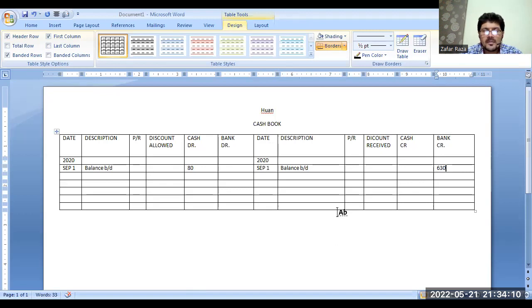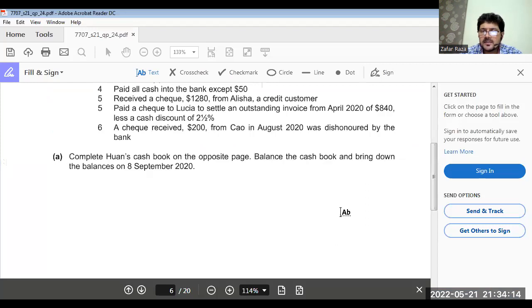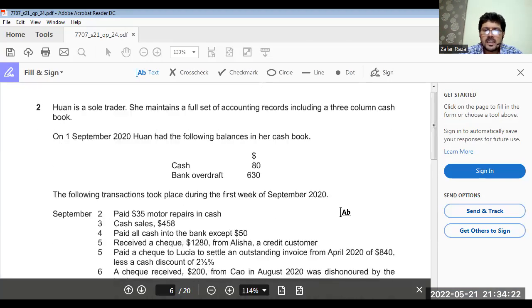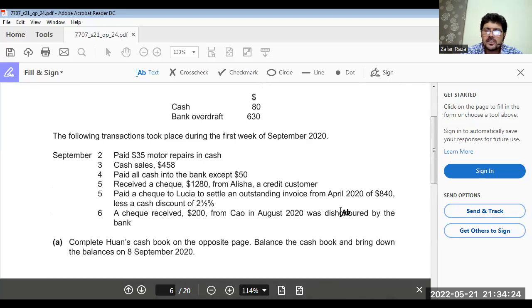Now, for cash book, please don't forget that cash book is very easy. If the cash is coming in, it should be reported on the debit side. If it's going out, it's going to be reported on the credit side. Paid 35 motor repairs in cash. This will appear in cash on the right hand side. Cash sales means receiving cash on the debit side.